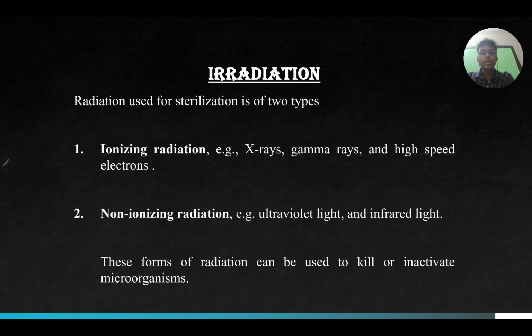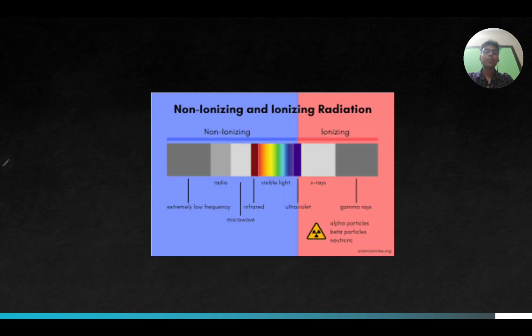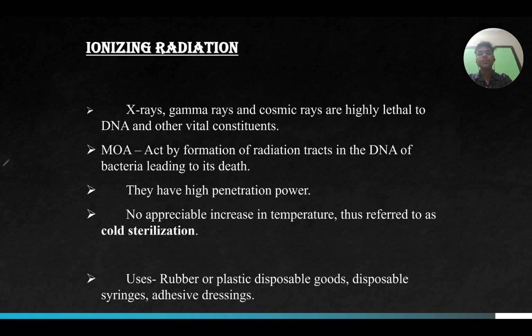Coming to irradiation, when radiation is used for sterilization, it is of two types. One is ionizing radiation, which includes X-rays, gamma rays, high-speed electrons. Non-ionizing radiation, which includes ultraviolet light and infrared light. These forms of radiation can be used to kill or inactivate microorganisms. Non-ionizing and ionizing radiation. In the ionizing radiation, we have X-rays and gamma rays. In the non-ionizing, we have extremely low frequency radio waves, microwave, infrared, and visible light.